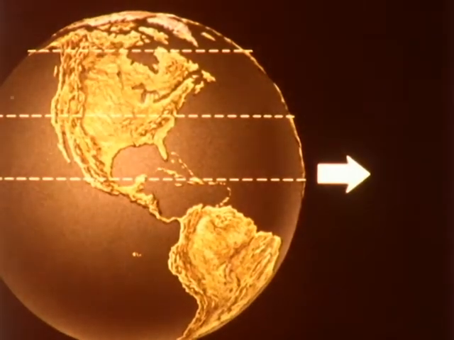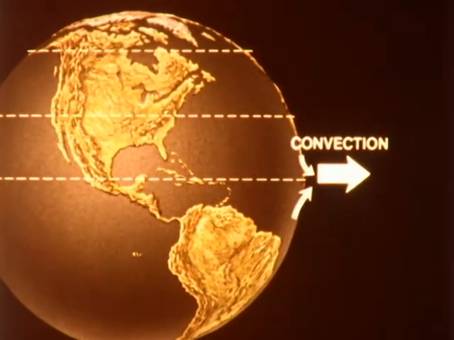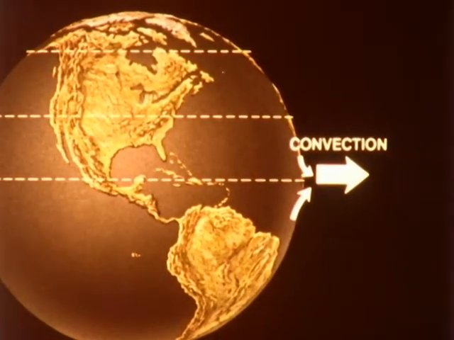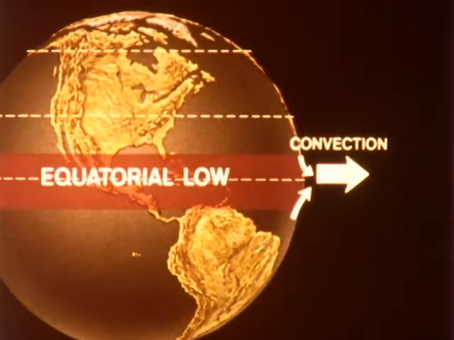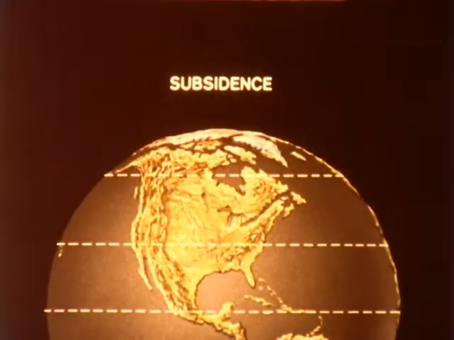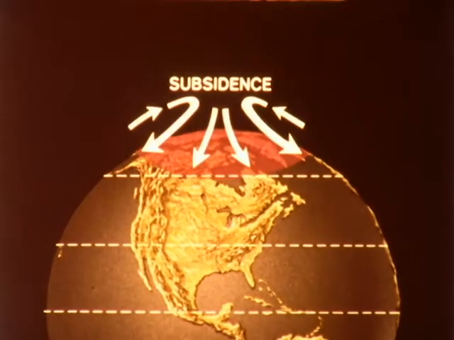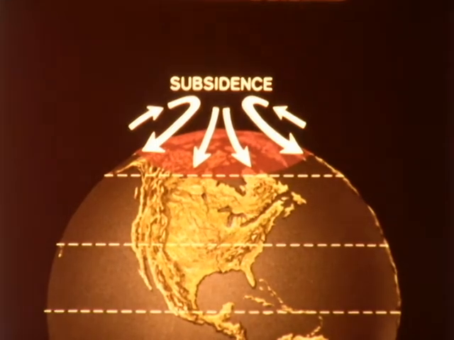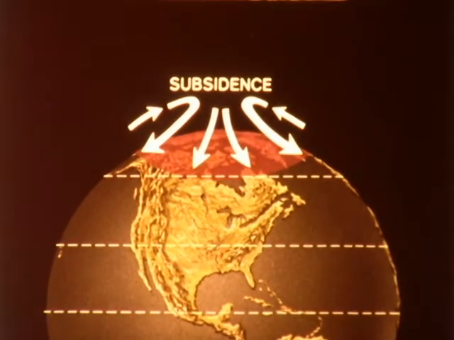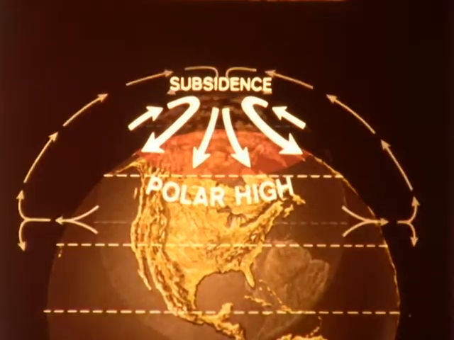The rising air, or convection, at the equator, with converging air filling in, results in the equatorial low, a semi-permanent band of low pressure. The subsidence at the poles results in high pressure, with diverging airflow away from the polar regions. This semi-permanent system is termed the polar high.